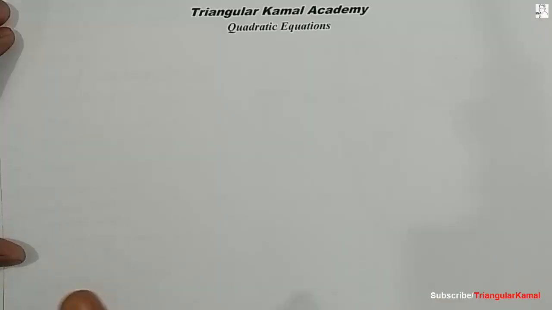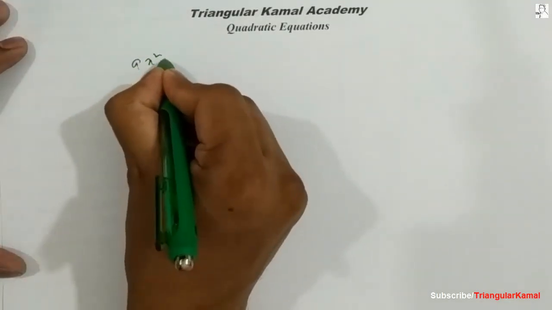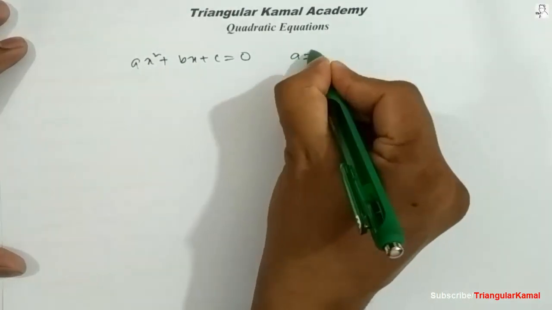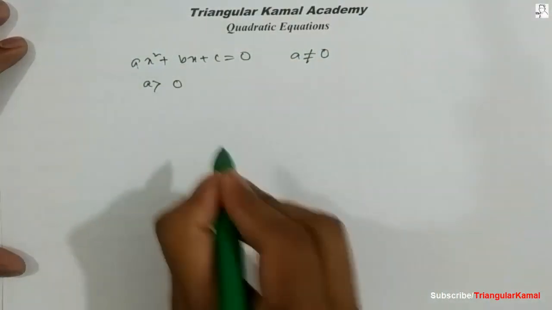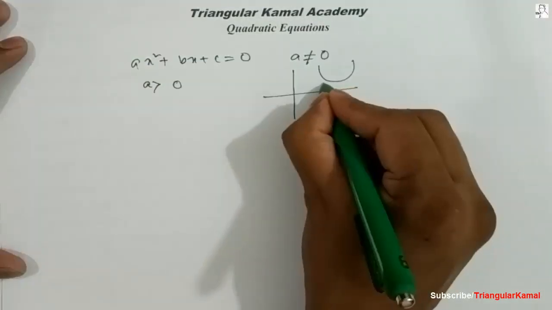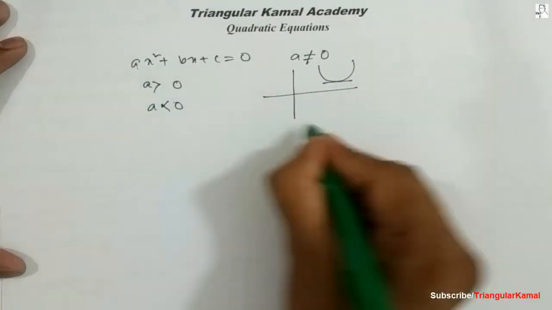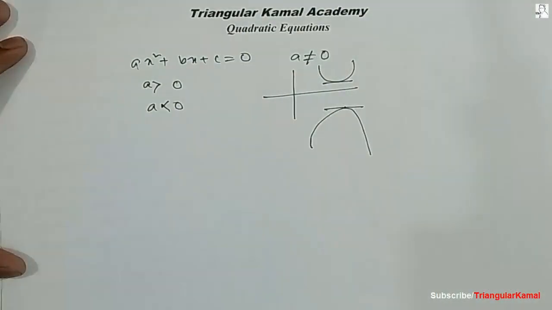Okay guys, now we are going to review our work done. First of all, the standard form of the quadratic equation is ax square plus bx plus c equals 0, where a is not equal to 0. For a greater than 0, we get the minimum point, and when a is smaller than 0, then we get the maximum point.